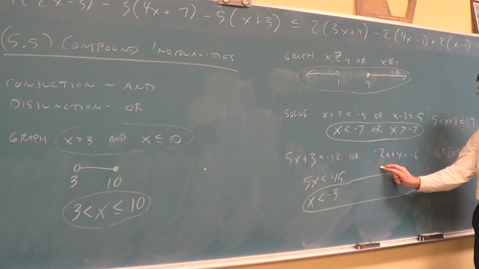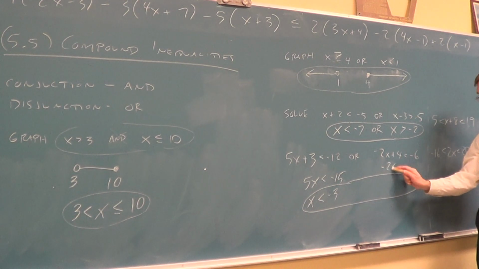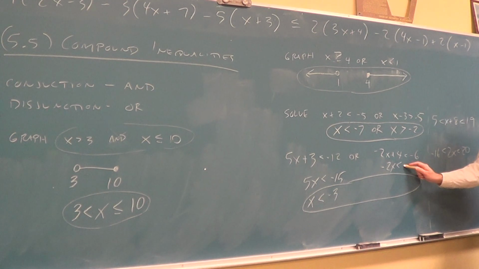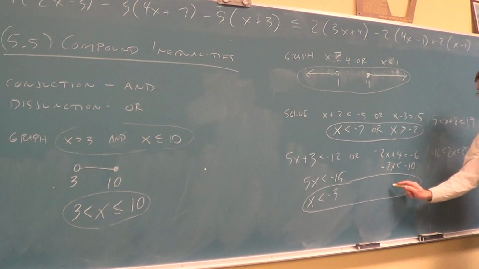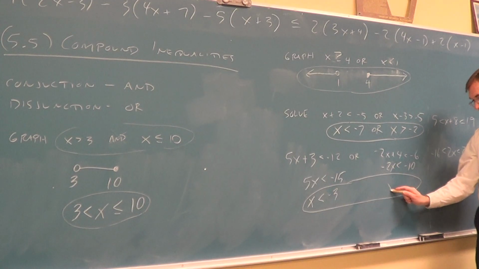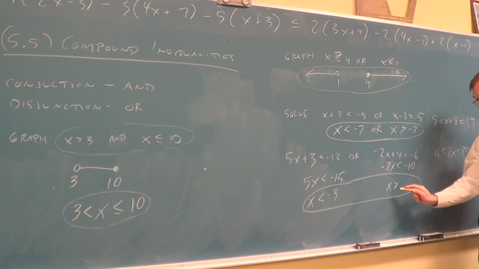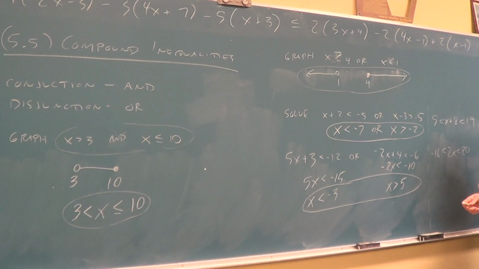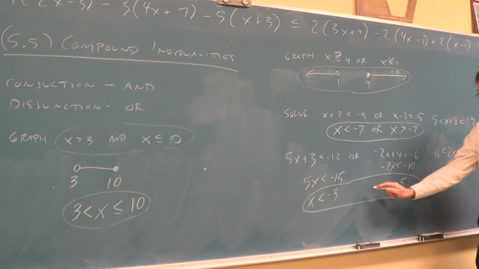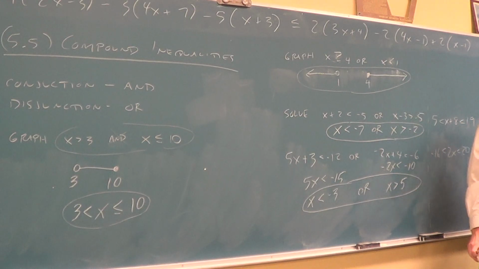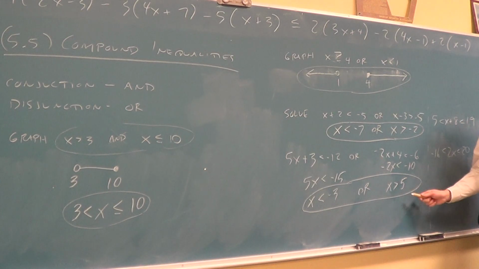This one first. Subtract the 4, gets you down to -10. Divide by 2. Divide, flip the sign. x is +5, and we're almost perfect. Remember to just put the word in. Now we are perfect. Question about that?